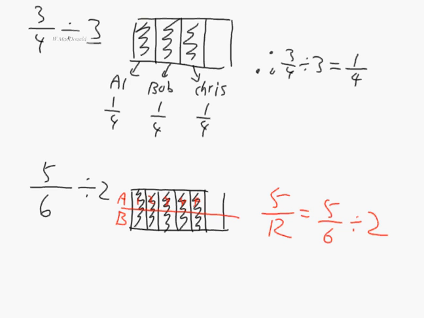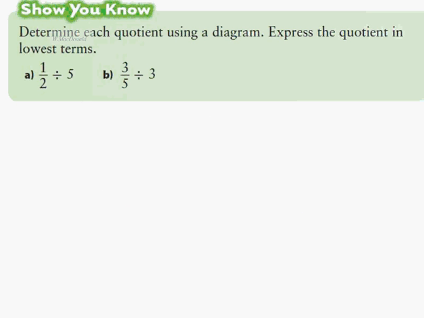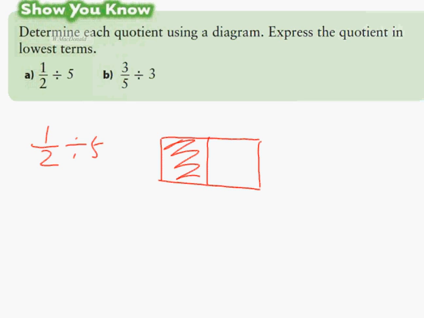Let's look at the second Show You Knows. In these ones it says determine each quotient using a diagram. Again, express each in lowest terms. So this time we have half a chocolate bar shared between 5 people. If I look at half a chocolate bar and I divide it in half and shade it in, I have to share that between 5 people. So I'm going to cut it 5 times. Actually, I'm going to cut it 4 times to make 5 pieces. 1, 2, 3, 4. That makes 5 pieces.